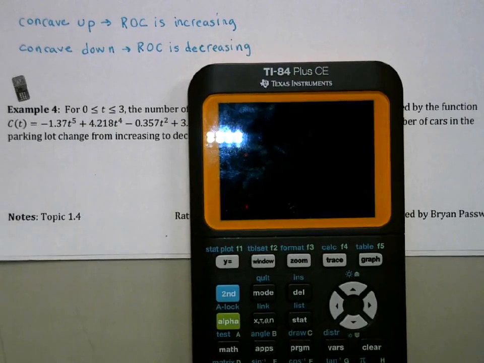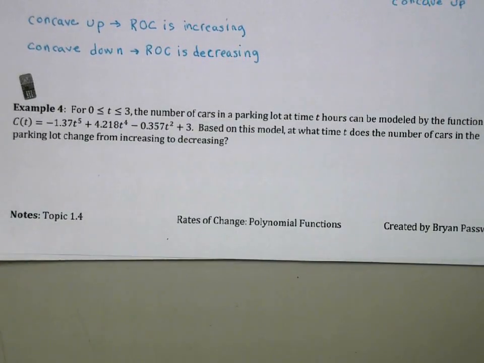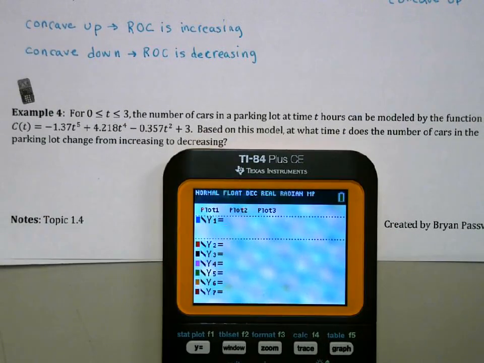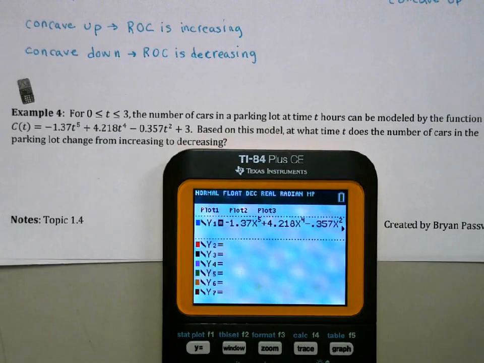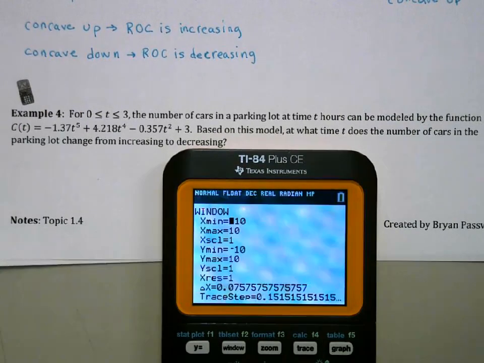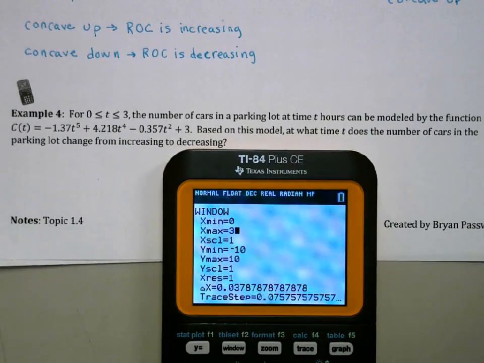So the first thing I'm going to do is type the equation in, replacing the t's with x. So we need to find our window. From 0 to 3 is going to be my x min and max. So I'll go to window and do 0 and 3 because my starting input value is 0, my ending input is 3. I don't care what happens after 3. I don't care what happens before 0. For the y values, we want to know the number of cars, and you can guess, but we have a tool that'll help us.